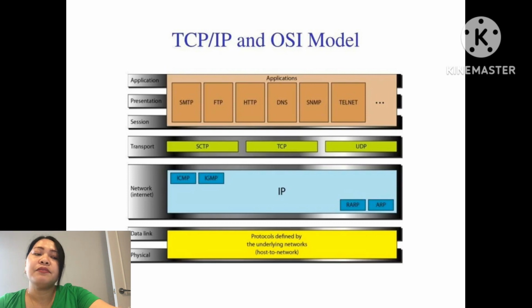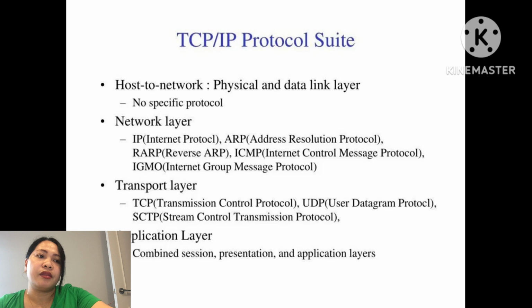Example of TCP/IP and the OSI model. TCP/IP protocol suite: host to network, physical and data link layers, no specific protocols. Network layer: IP, Internet Protocol; ARP, Address Resolution Protocol; RARP, Reverse ARP; ICMP, Internet Control Message Protocol; IGMP, Internet Group Message Protocol.